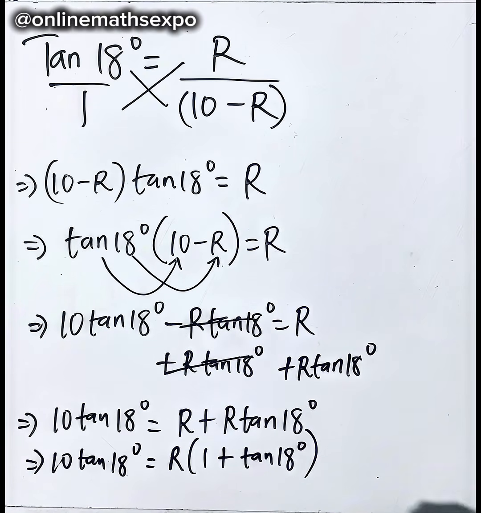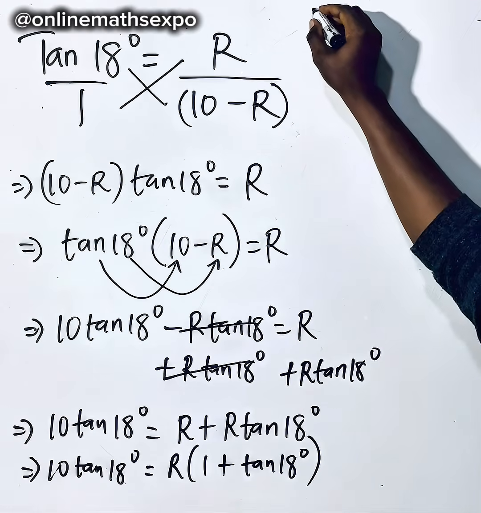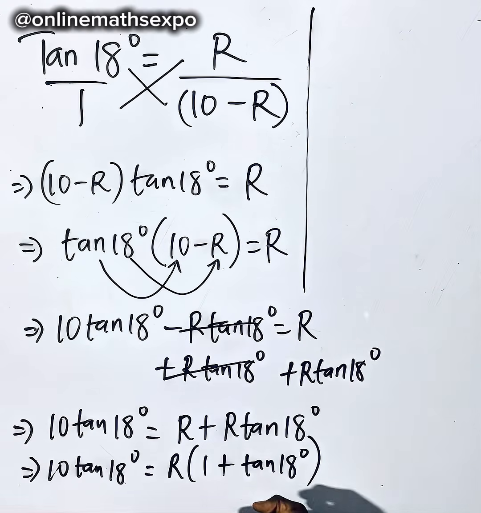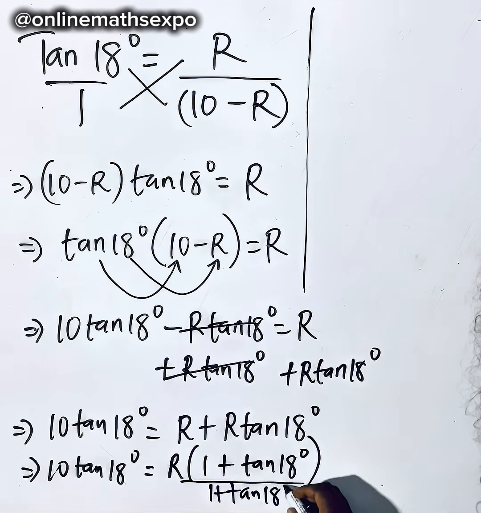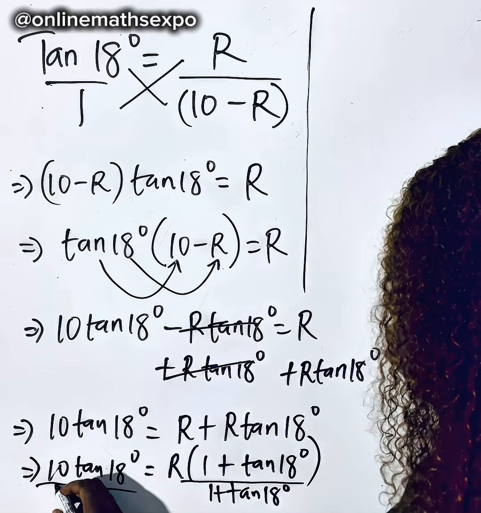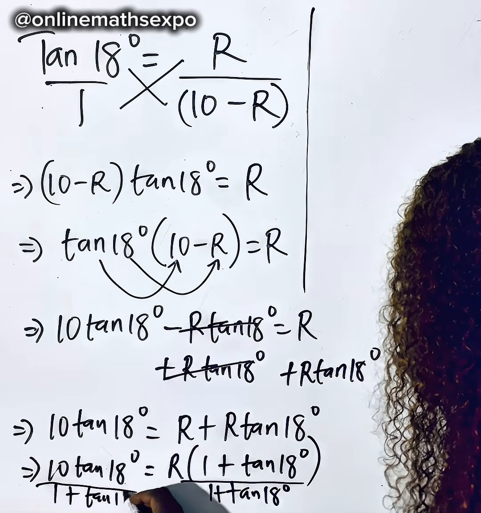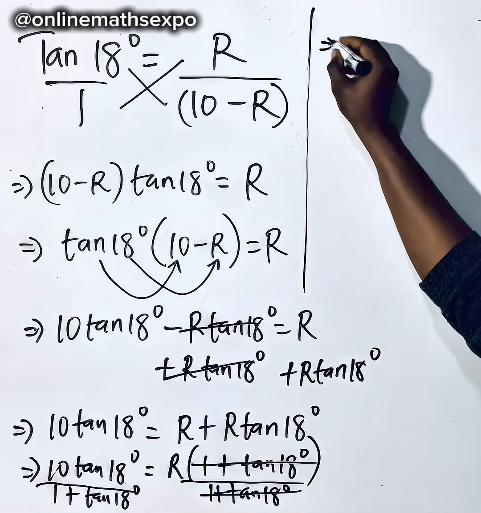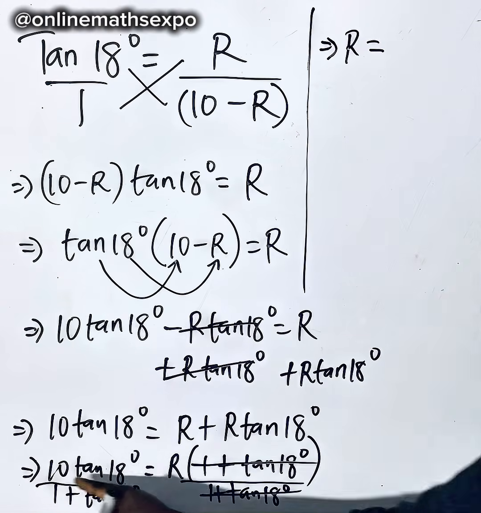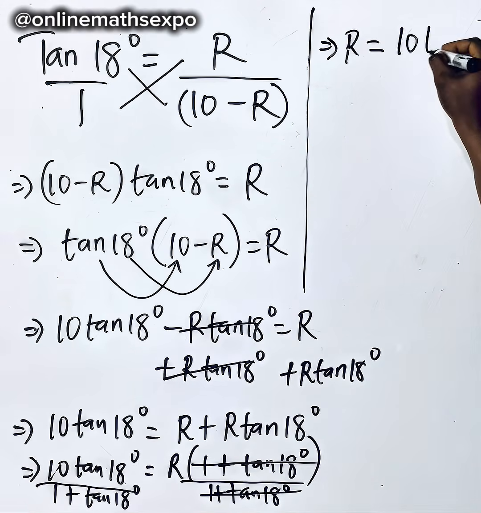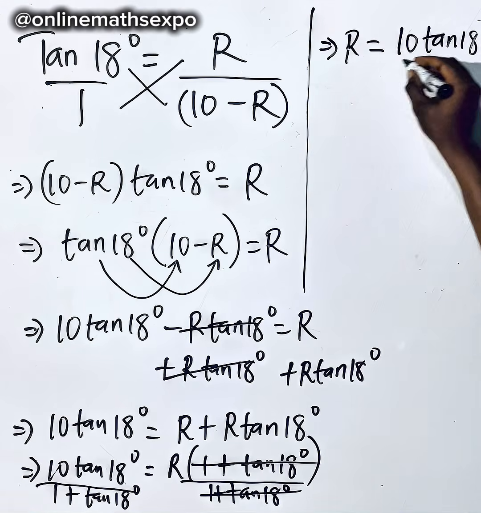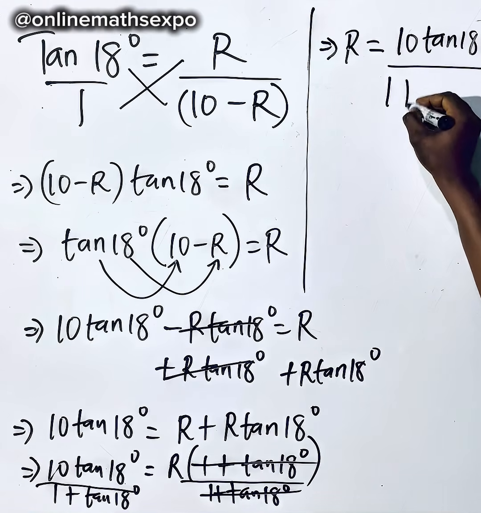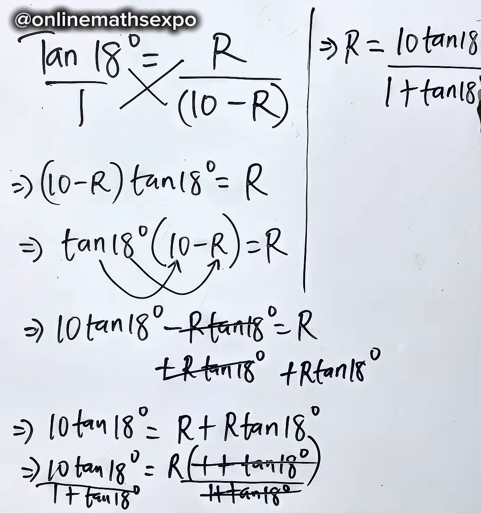So what should we do next? To get r, divide both sides by 1 plus tan 18 degrees. Divide this also by 1 plus tan 18 degrees. And this will cancel this. And that gives us r is equal to 10 tan 18 divided by 1 plus tan 18 degrees.